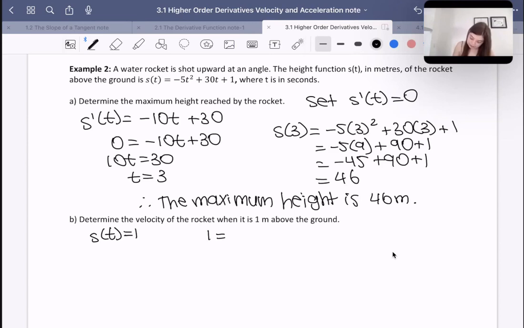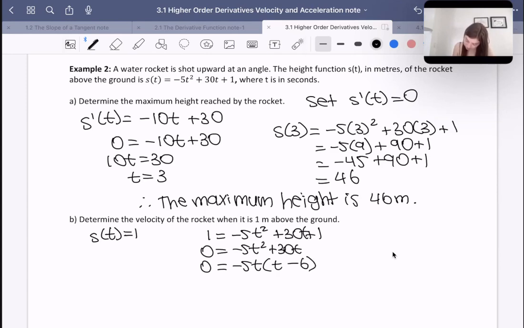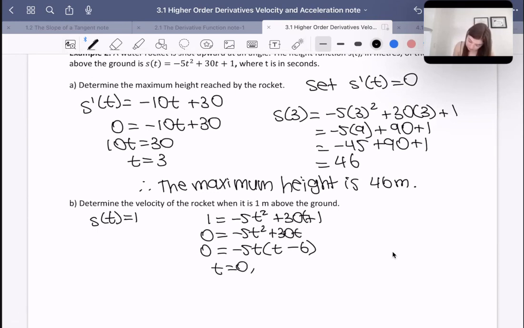That means 1 is equal to negative 5t squared plus 30t plus 1. So the 1's cancel. We're just going to get 0 equals negative 5t squared plus 30t. I forgot the t there, but I meant to write it. So that means we're going to have negative 5t times t minus 6, and that means t equals 0 or t equals 6. Those are the two times when the rocket will be 1 meter above the ground.